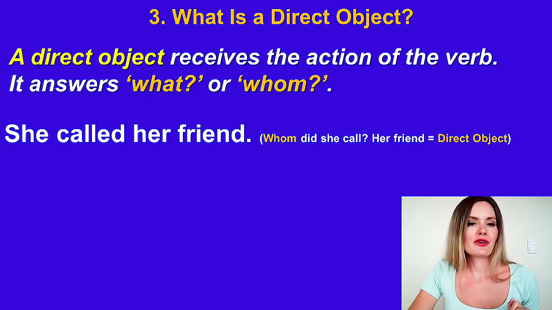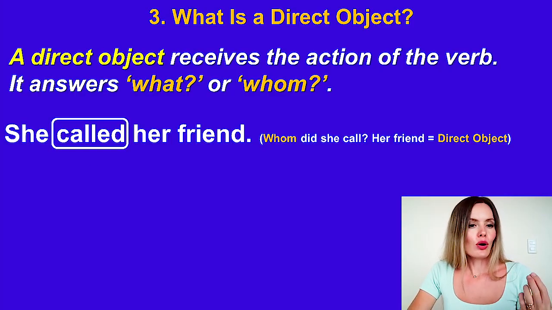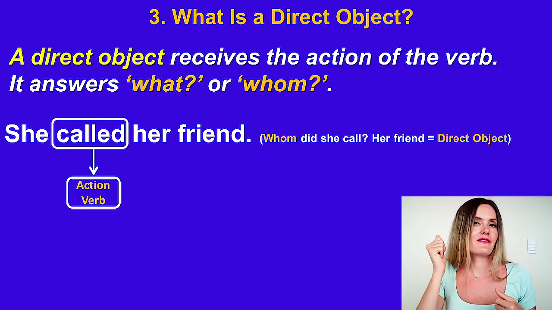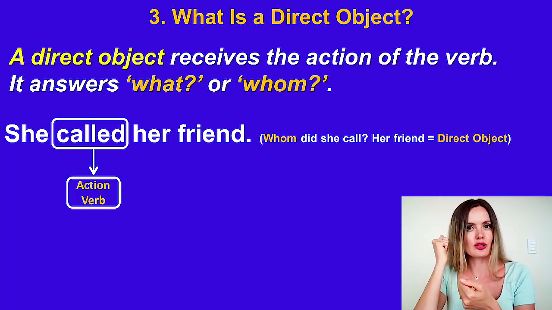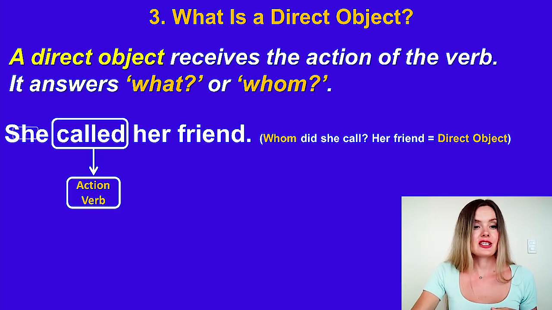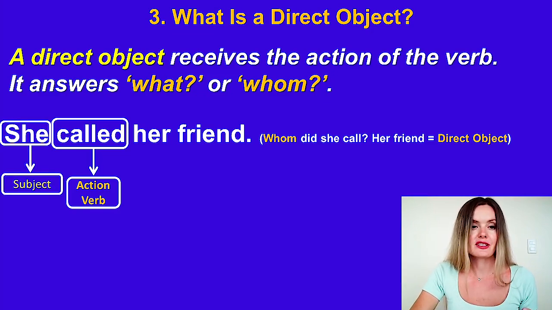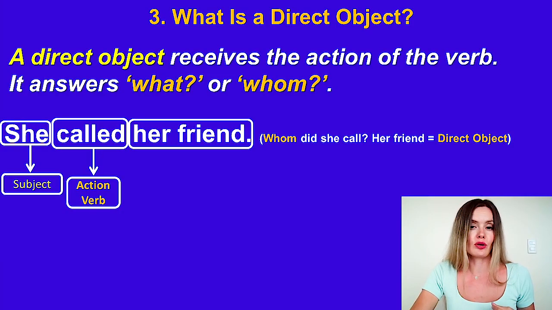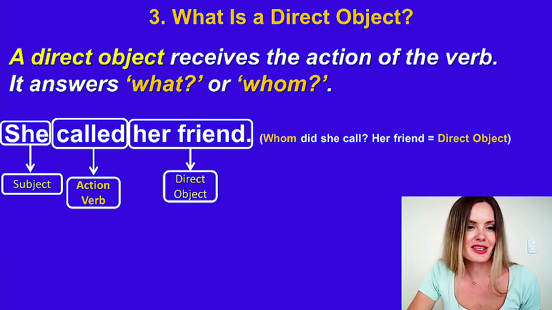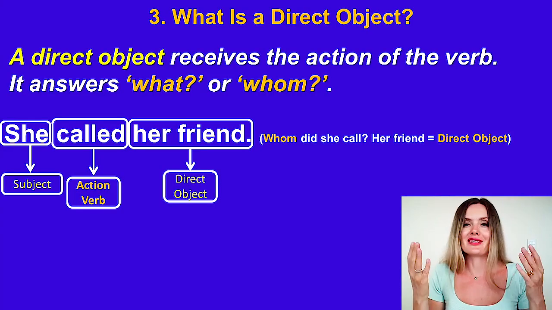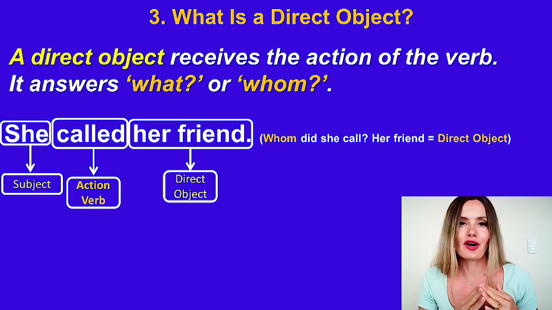Let's take a look at this example. She called her friend. Called is an action verb. So called is a physical action. She actually called, right? That's why it's an action verb. She is the subject. She called whom? Whom did she call? Her friend. Her friend is a direct object. Whom did she call? Her friend. So that's why her friend is a direct object.